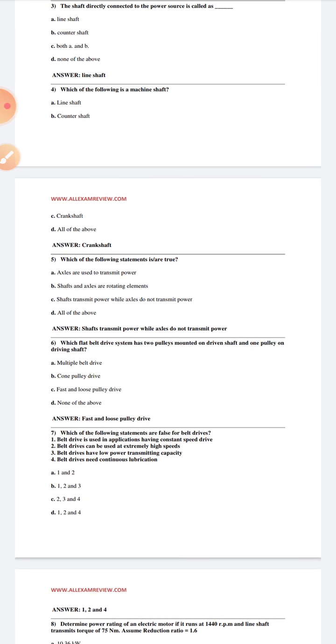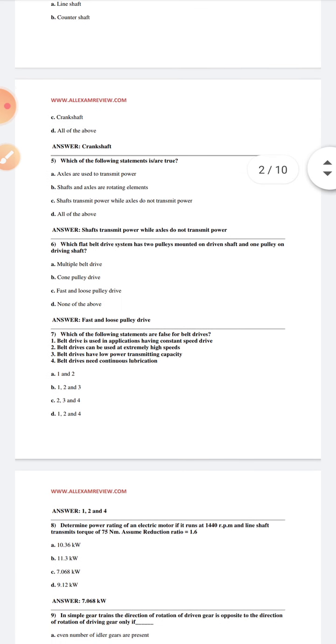Which flat belt drive system has two pulleys mounted on the driven shaft and one pulley on the driving shaft? Fast and loose pulley drive. Which of the following statements is false for belt drives?